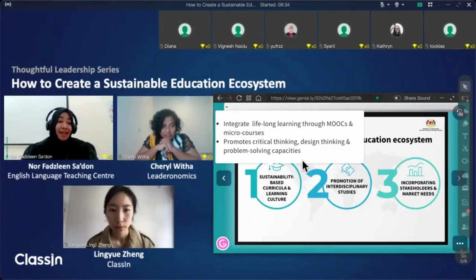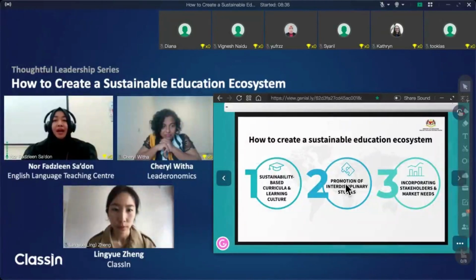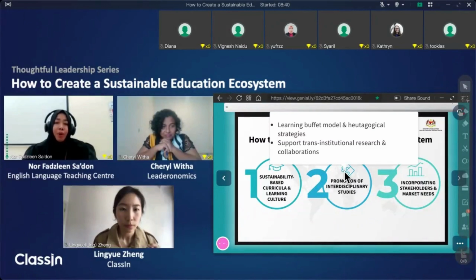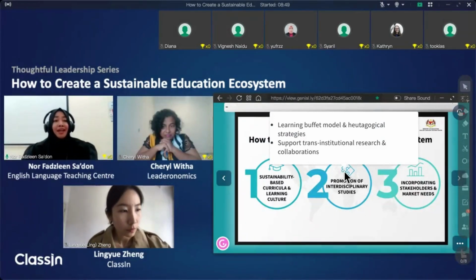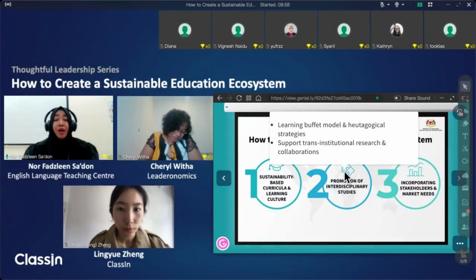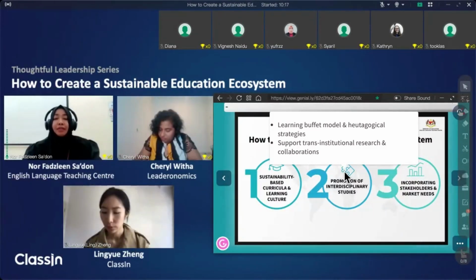Now we go to the second way of doing this. We want to promote interdisciplinary studies. In my opinion and based on my research, I think this is very important if you want to align with the current global market of job opportunities, as well as socio-economic mobility. As I mentioned just now, it is also to support trans-institutional research and collaboration.